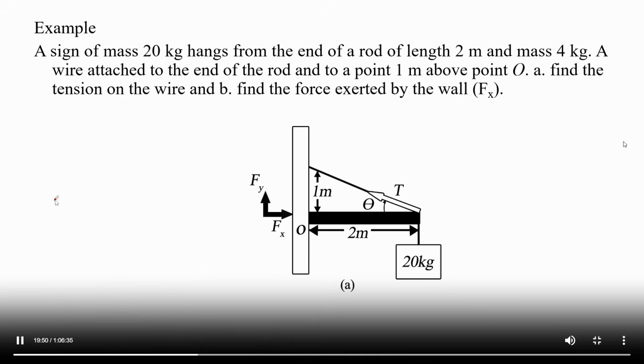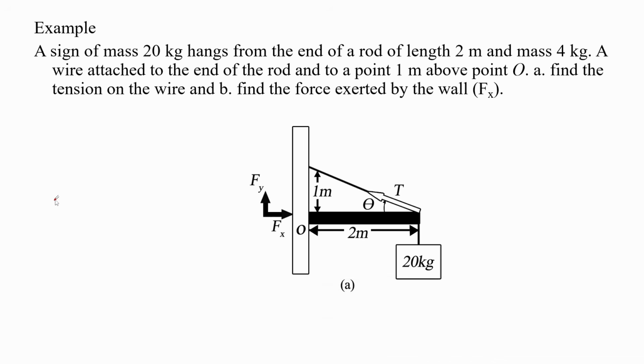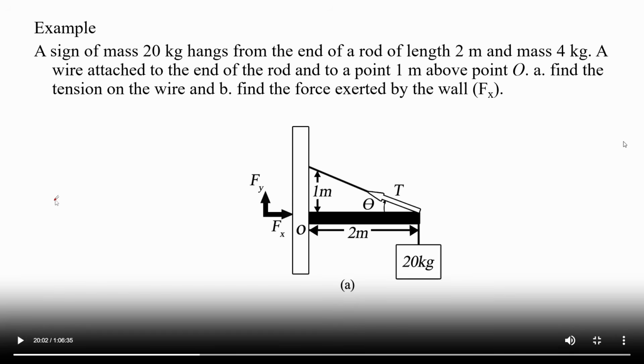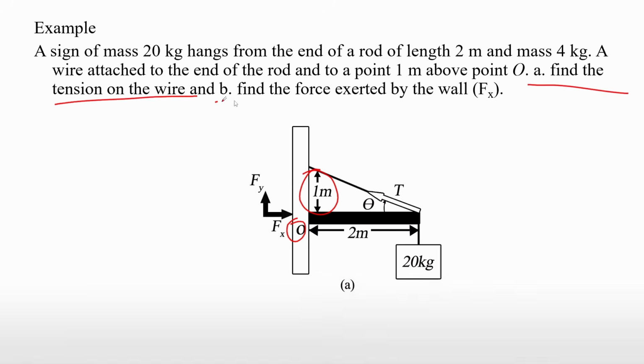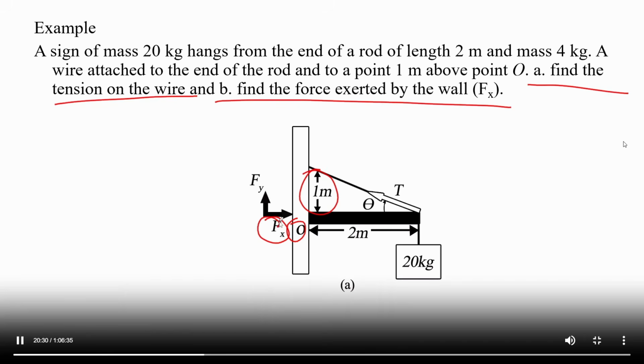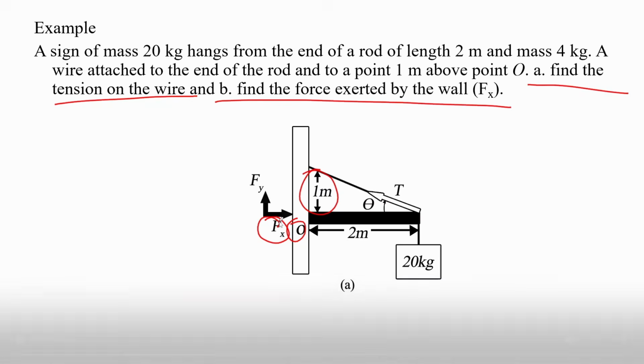Let's go. So we have an example here. A sign of mass 20 kilograms hangs from the end of a rod of length 2 meters and a mass of 4 kilograms. Okay? A wire is attached to the end of the rod to a point 1 meter above the origin. Letter A, find the tension on the wire, and B, find the force exerted by the wall. So the force exerted by the wall would refer to the force along X only.